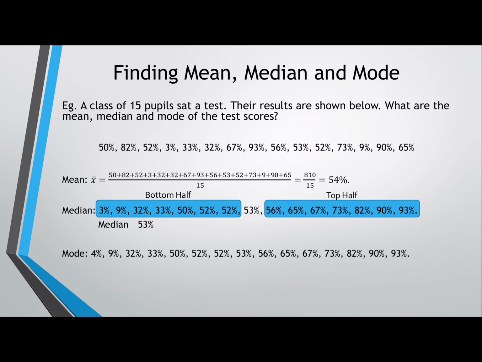Last one is our mode. Quite often it makes sense to put our numbers in order from smallest to biggest to spot our mode most efficiently. Apologies for the typo in here. I meant to change it, but I forgot.